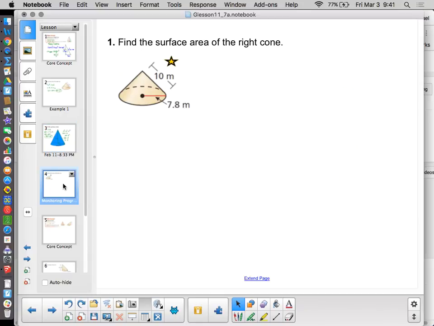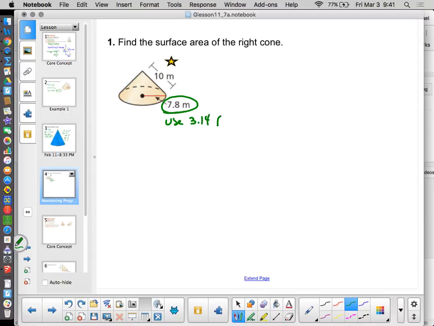All right, this one is for you. Now, I will give you this little bit of a note. Notice the radius is given as a decimal, so let's use 3.14 for pi here. Because, again, the context of the problem makes decimally approximating pi an appropriate choice. So this time you go ahead and you find the surface area.